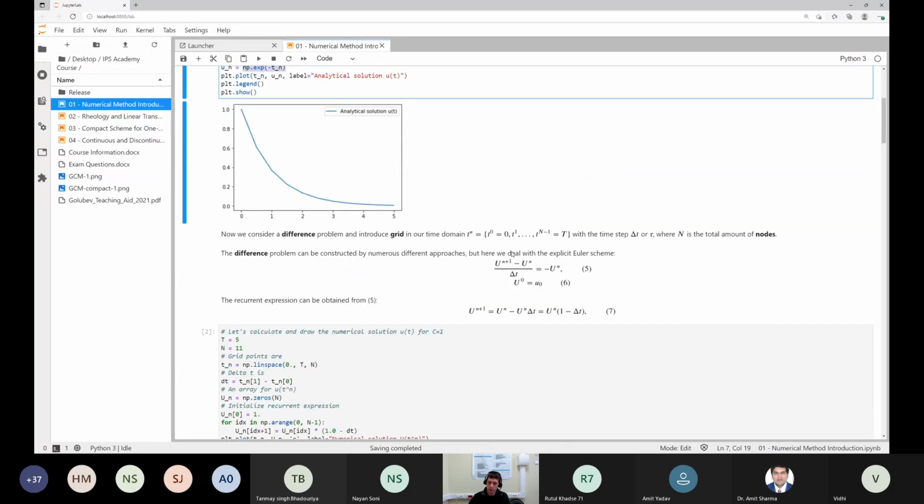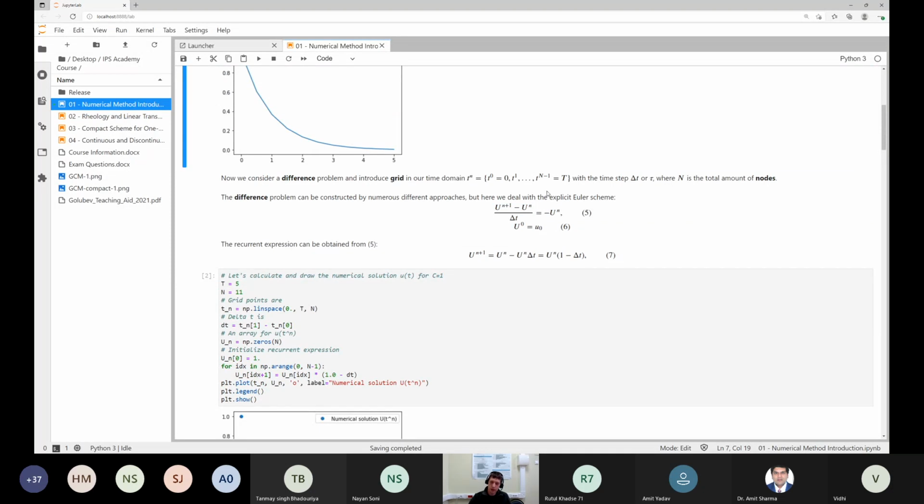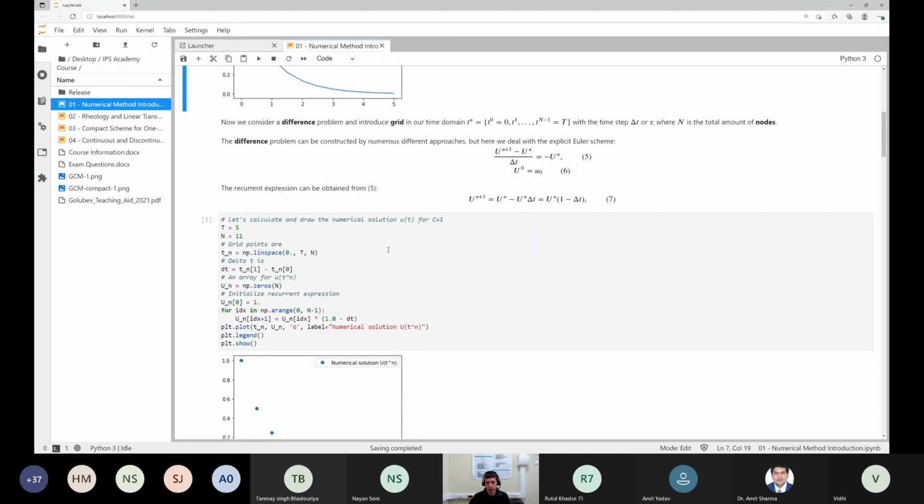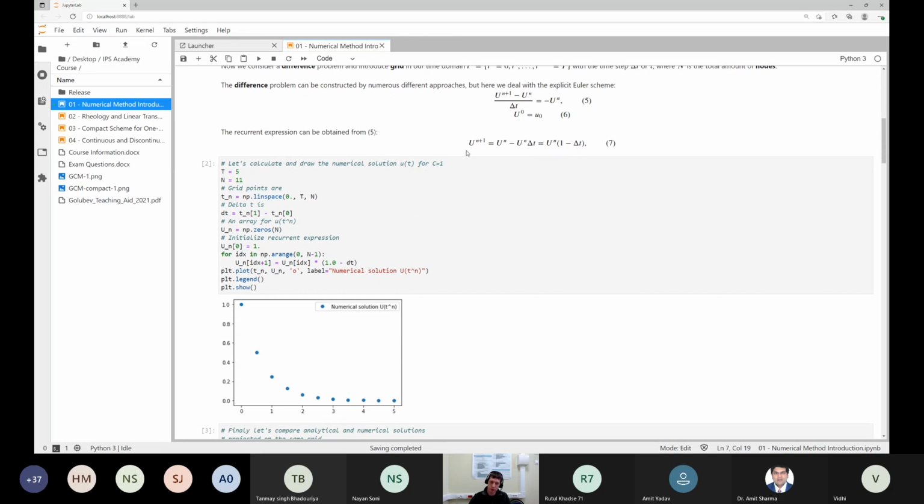Okay. Now let's discuss the explicit algorithm. This is the difference problem. In fact, the correct name of the scheme is the explicit Euler scheme. How can we use it? We have this connection. So we introduced an array that represents a set of time points, again 11 points, and 5 is the total length of our interval, T capital. We calculated dt equal to tau. We created the array to store the values of the numerical solution, U capital in our notations.